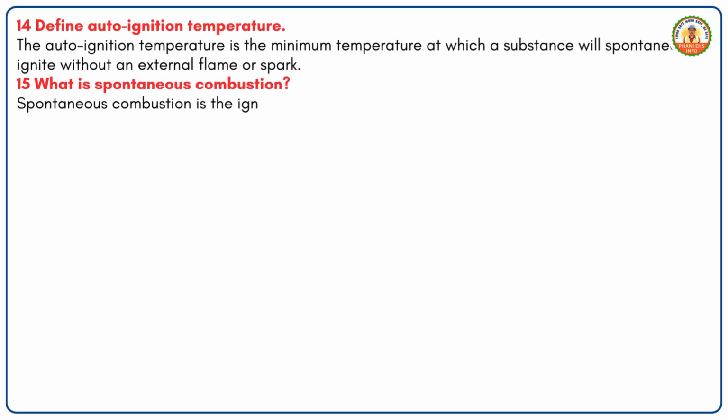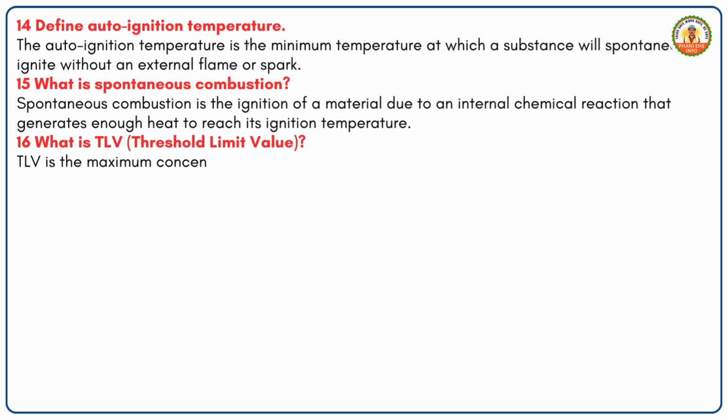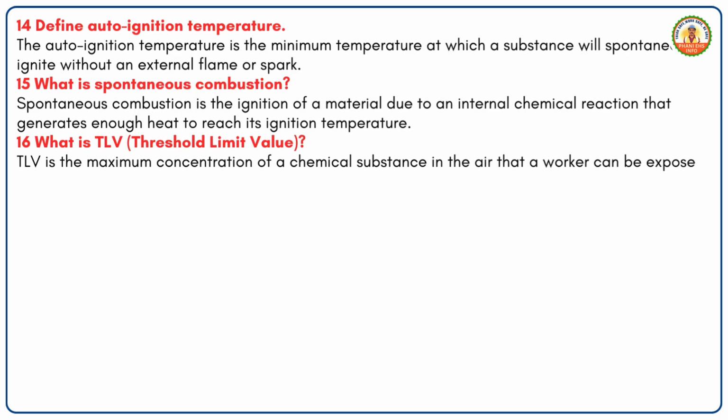14. Define autoignition temperature. The autoignition temperature is the minimum temperature at which a substance will spontaneously ignite without an external flame or spark. 15. What is spontaneous combustion? Spontaneous combustion is the ignition of a material due to an internal chemical reaction that generates enough heat to reach its ignition temperature.